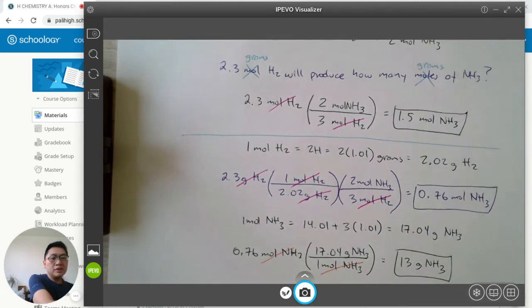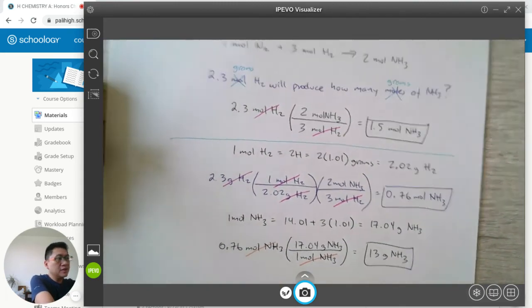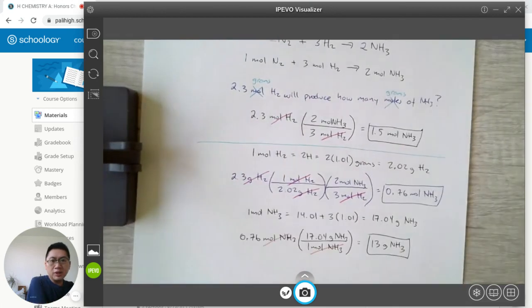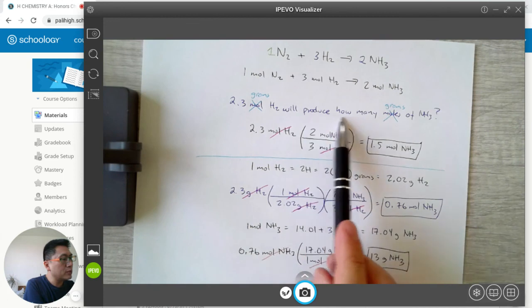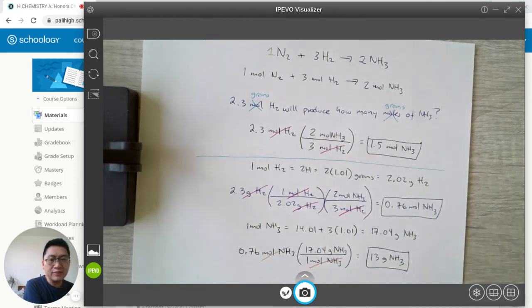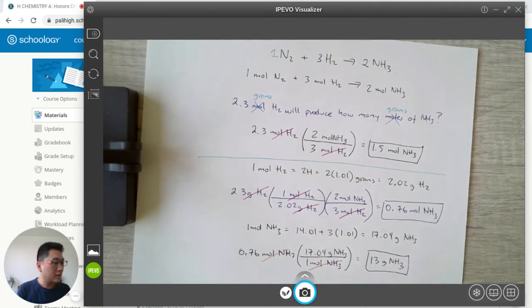Okay, so the question, let me zoom that out. If the question were, again, 2.3 grams of H2 will produce how many grams of NH3? It'd be all these steps, but then we just have to do one more thing: change my moles into grams again. I change moles into grams by multiplying by molar mass. How do I find a molar mass? Add all the molar masses up of the NH3, 1 nitrogen, 3 hydrogens on the periodic table. Okay, so that's the basic things of doing a stoichiometry problem.